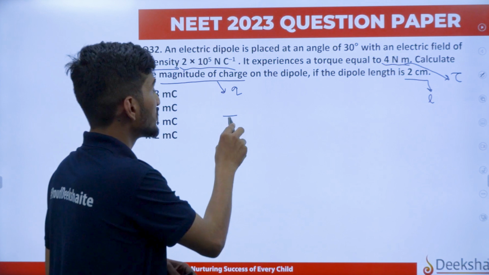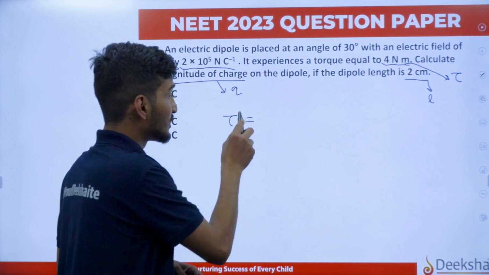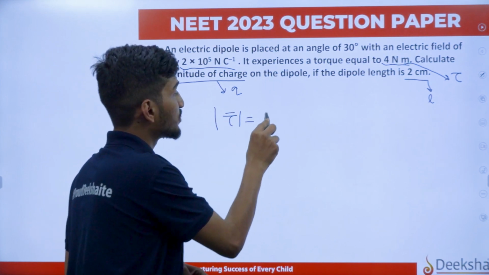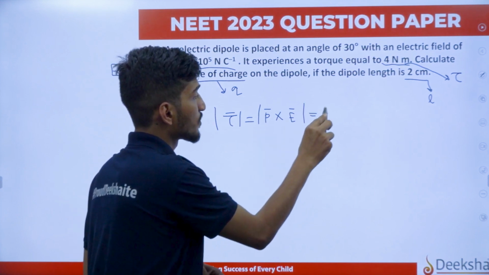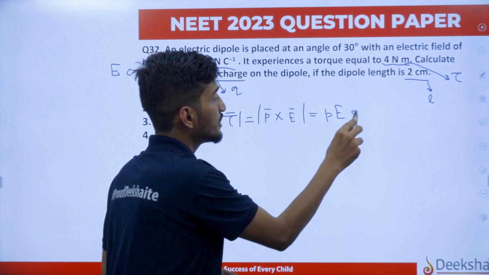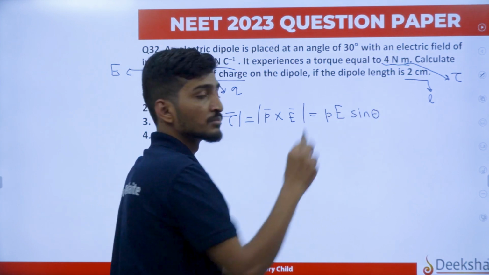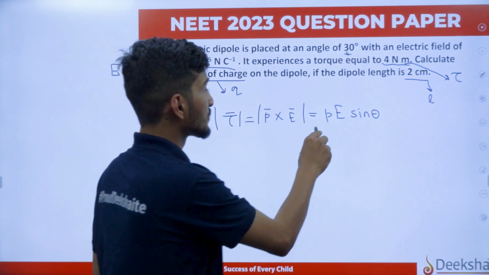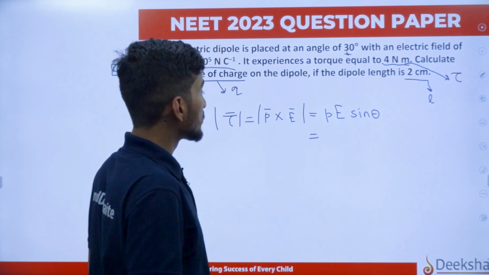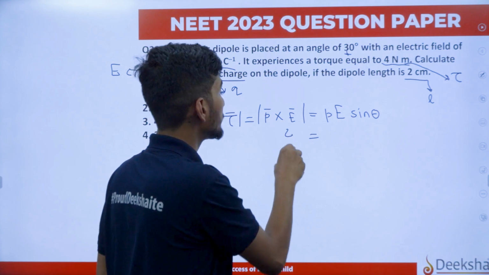Okay, so what is the formula of torque on a dipole? The magnitude of torque on a dipole is the magnitude of P cross E, or it is P E sine theta, theta being this angle, 30 degrees. So let's write all the things we know right now. Torque is known, 4 Newton meter.